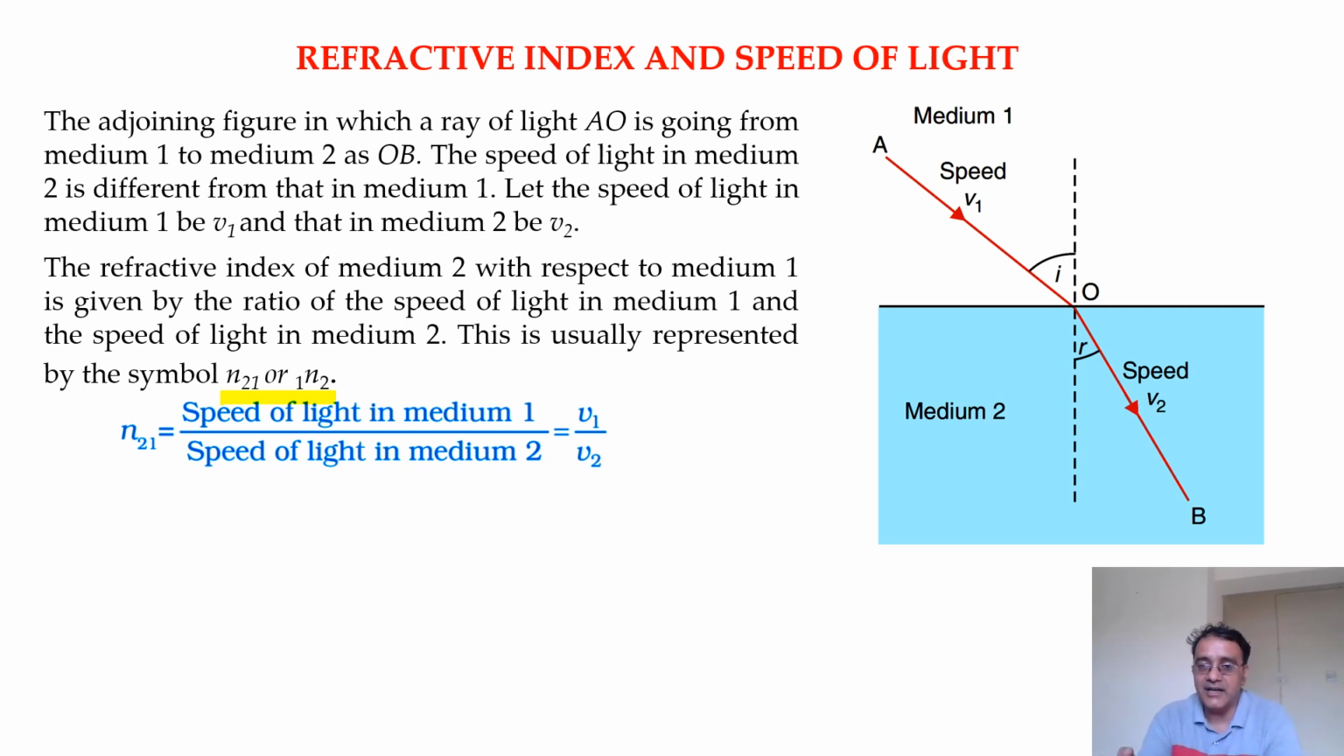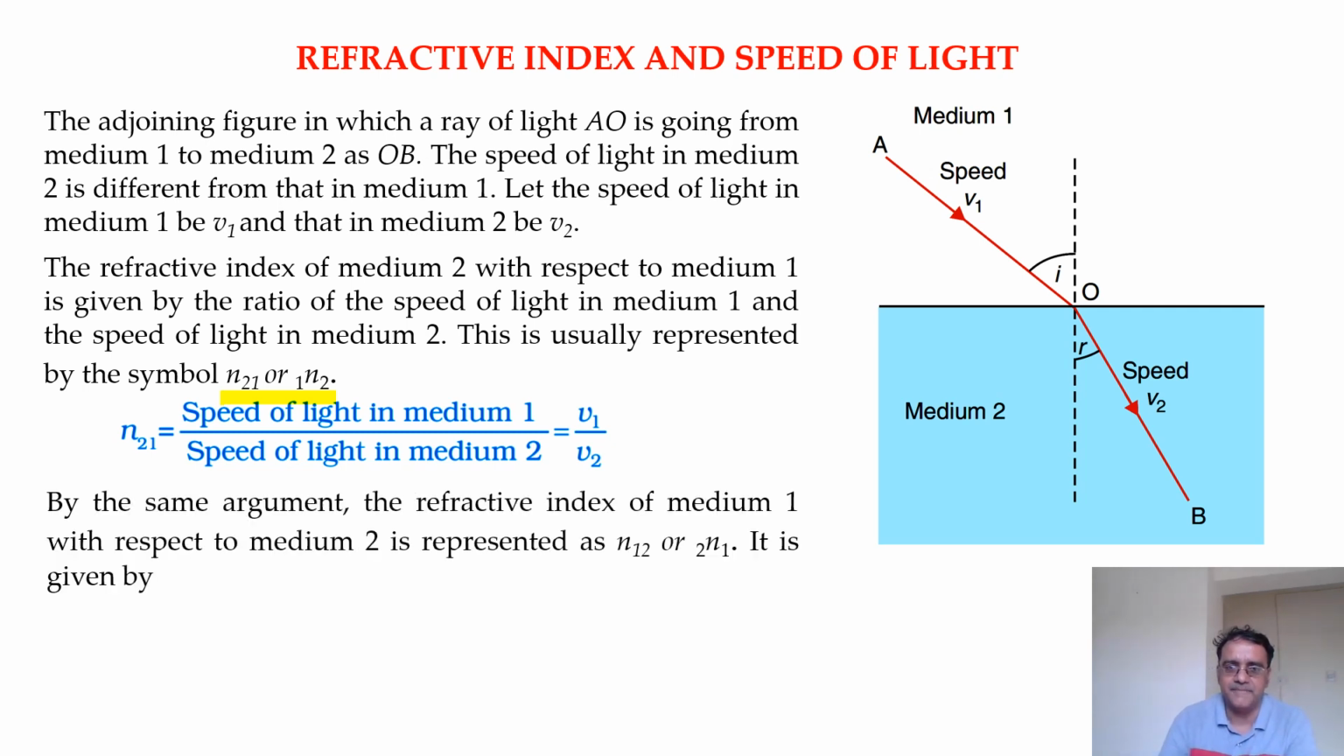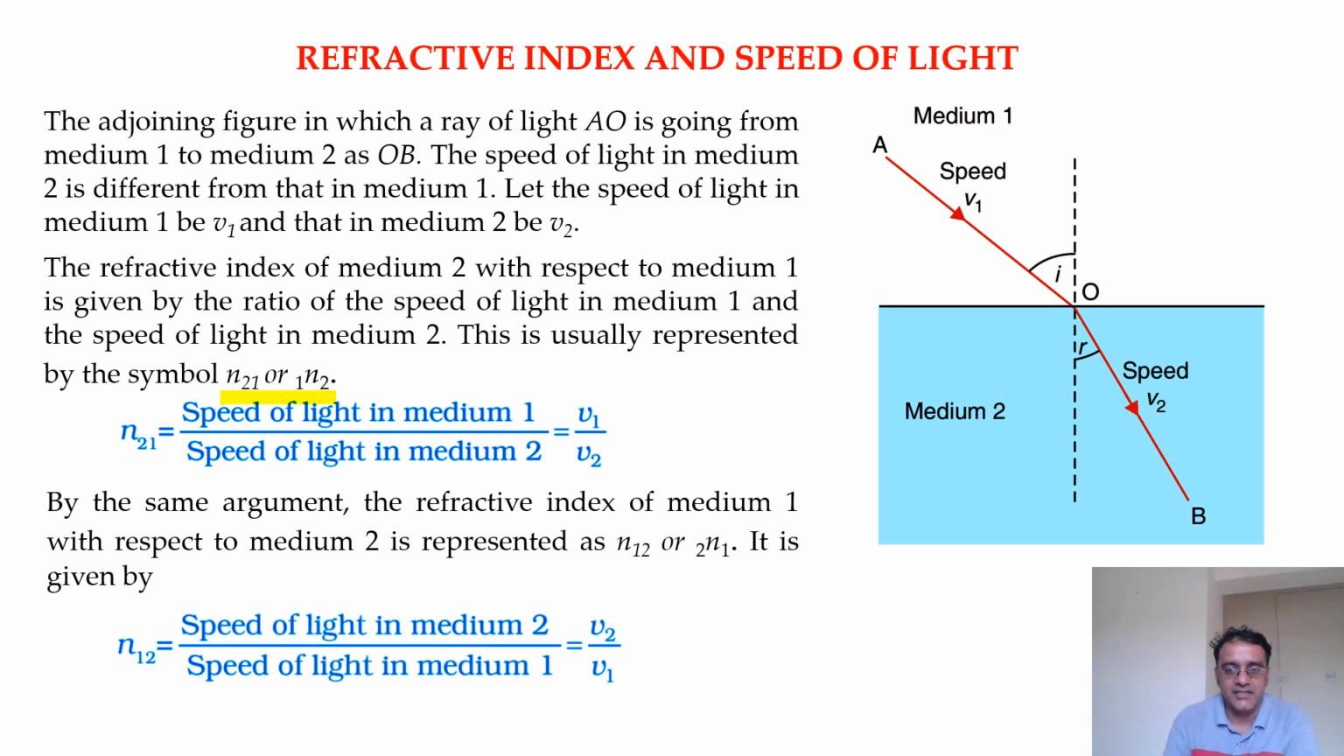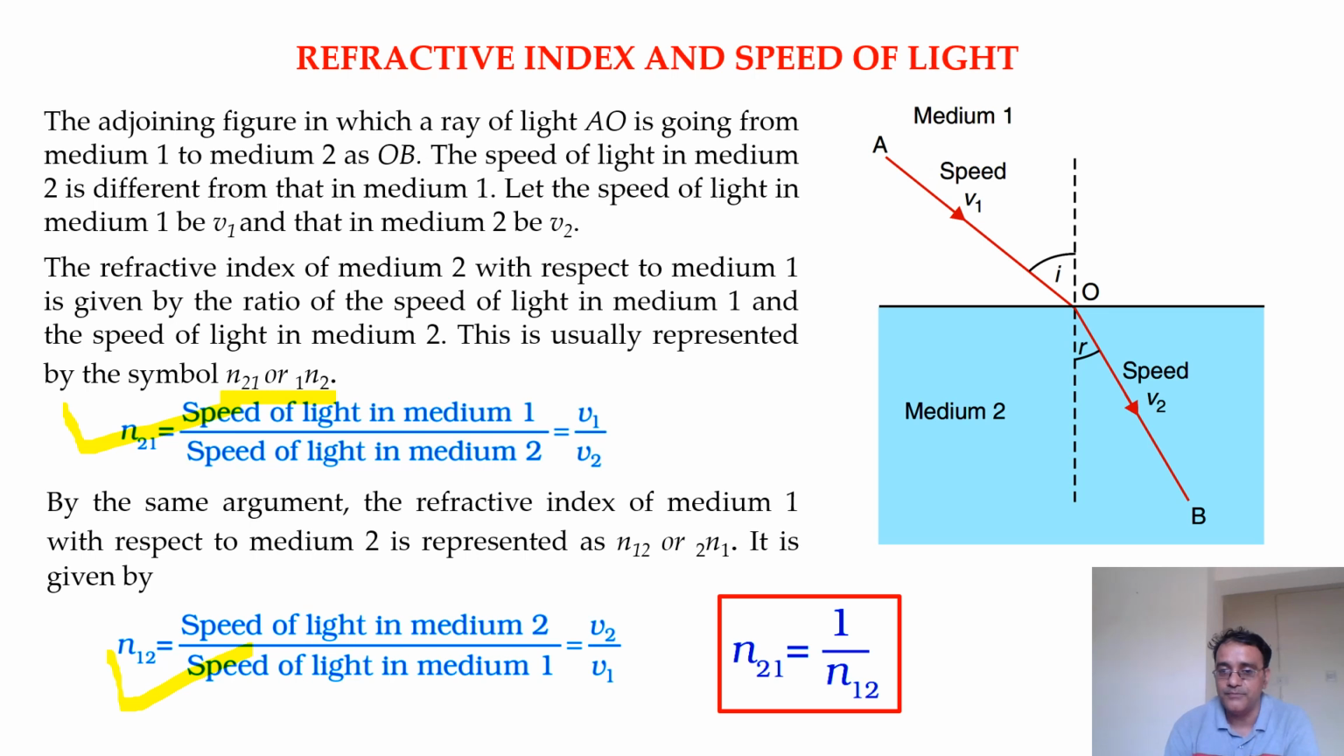Okay. Similarly, अगर हम लोग reverse लेते हैं, meaning glass to water और water to air लेते हैं, so that can be written by 1 और 2 को हम लोग interchange कर देंगे. By the same argument, the refractive index of medium 1 with respect to medium 2 is represented as n12 or 2n1. It is given by this formula. So from these two we conclude that ये वाला ratio और ये वाला ratio, ये दोनों एक दूसरे के reciprocal हैं. So we can conclude that n21 is a reciprocal of n12. This is a very important relation, right?